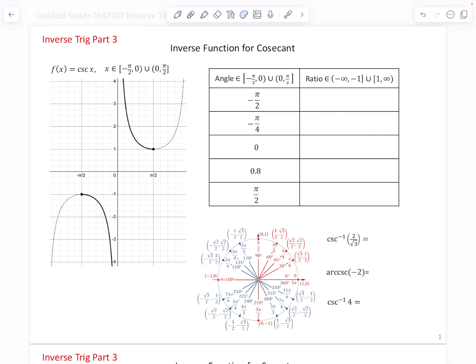Hello students, this is part 3 of a 3-part series on inverse trigonometry. Now like for the sine, cosine, and tangent, the cosecant, secant, and cotangent functions all, when graphed in their entirety, fail the horizontal line tests. They are not one-to-one functions.